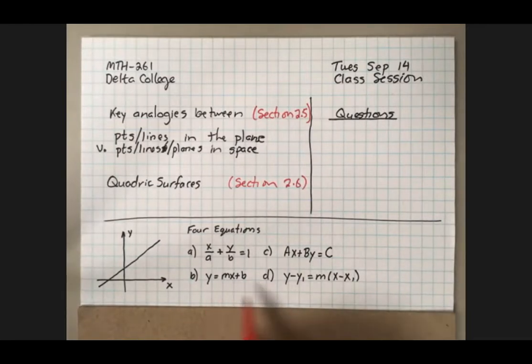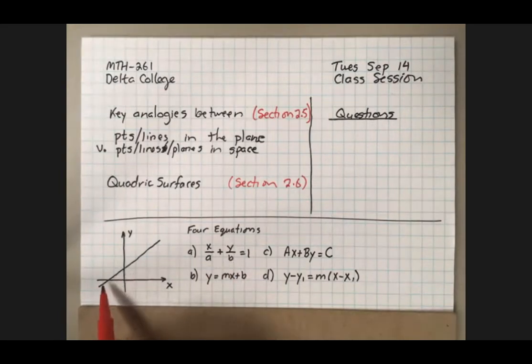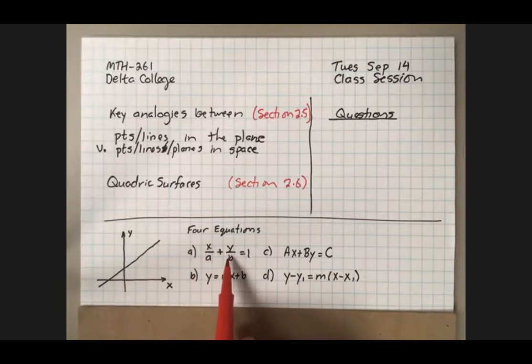Now, just to remind you the names, this first version is called the intercepts version because what it does is display the x-intercept at a and the y-intercept at b. If you know the x and y-intercept of a line, you can write the equation of the line in this form by saying x over x-intercept plus y over y-intercept equals one. The second contender is the famous slope-intercept form. This also displays the y-intercept and the slope m, slope rise over run of a line. You're familiar with the word slope.